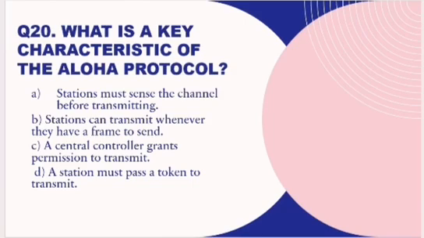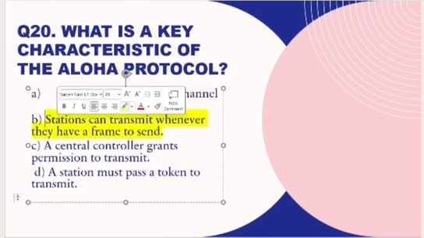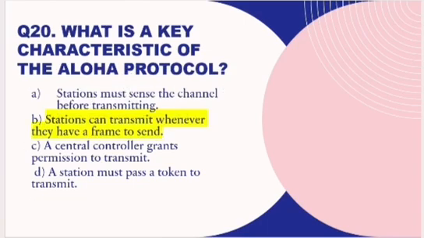Option A, stations must sense the channels before transmitting. Option B, stations can transmit whenever they have a frame to send. Option C, a central controller grants permission to transmit. Option D, a station must pass a token to transmit. I hope you all have paused the video. So the correct answer for this question is option number B. Stations can transmit whenever they have a frame to send.